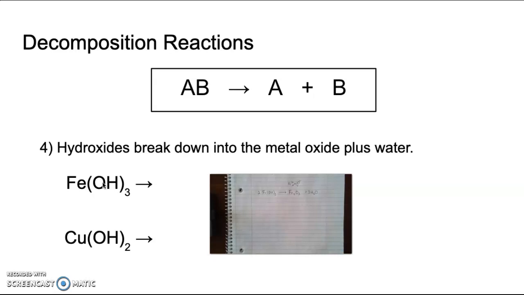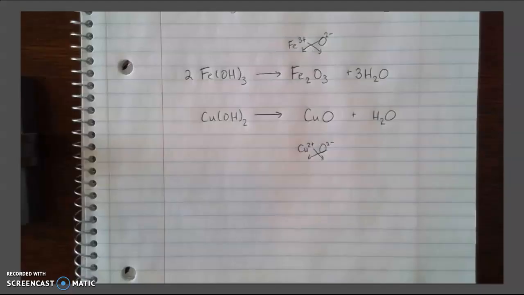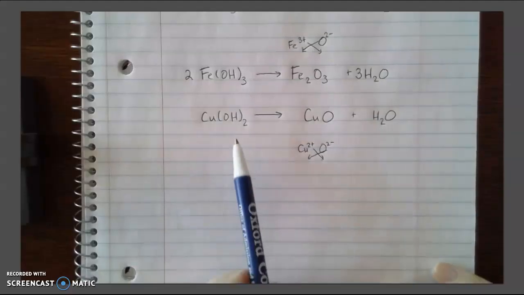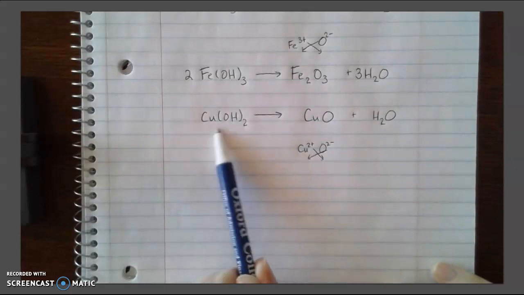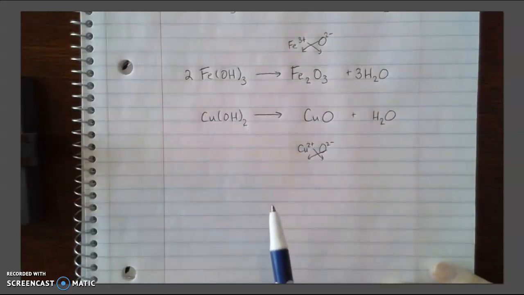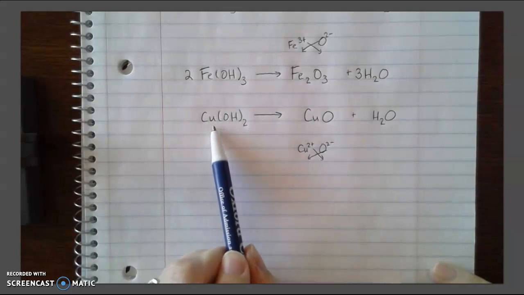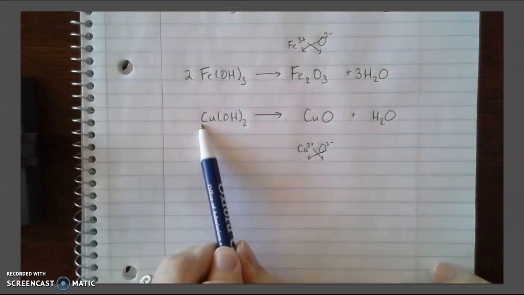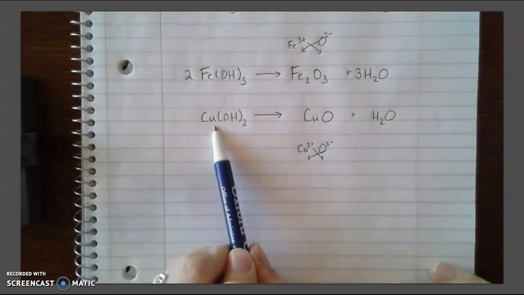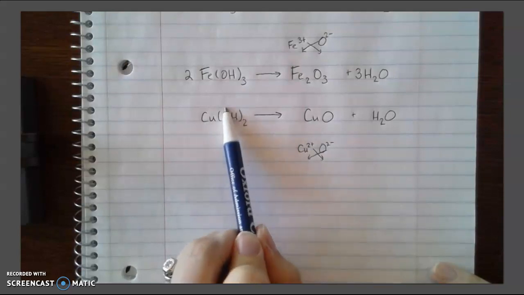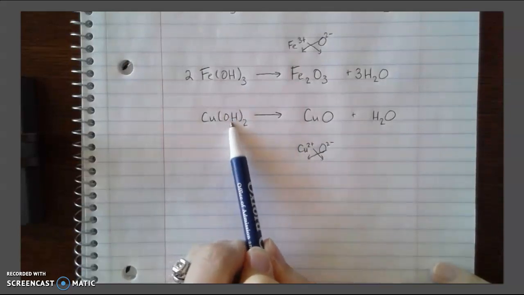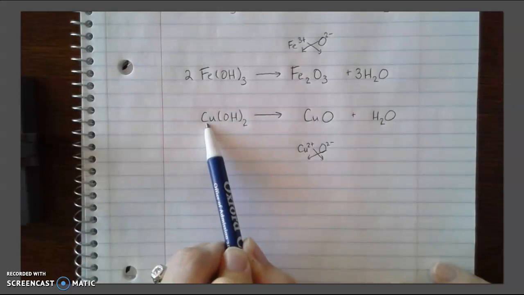All right, so see if you can predict the products and balance the reaction for the decomposition of copper 2 hydroxide. All right, so copper 2 hydroxide. First of all, I want to figure out the metal oxide. So the metal here is copper. So we want to see how copper goes together with oxygen. Now this hydroxide has a -1 charge, and there's 2 of them. So the copper must have a +2 charge.